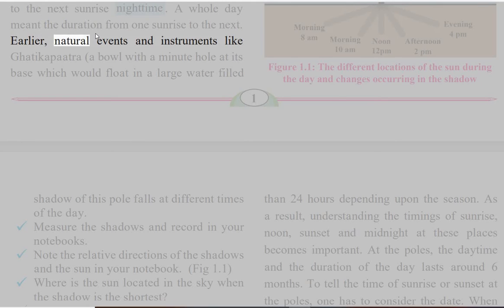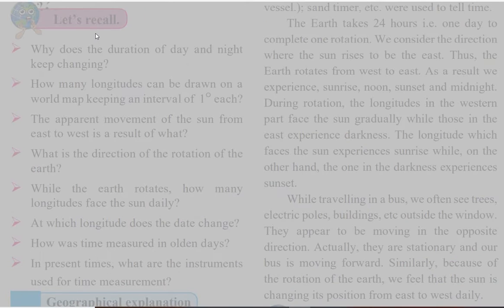Earlier, natural events and instruments like Ghatika Patra, a ball with a minute hole at its base, which would float in a large water-filled vessel, sand timer, etc. were used to tell time.